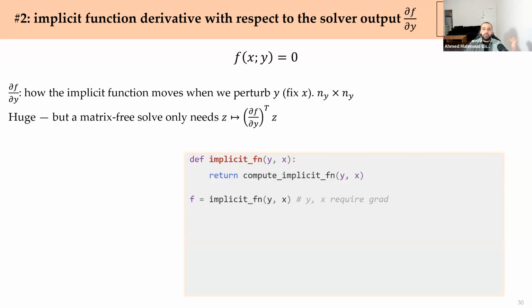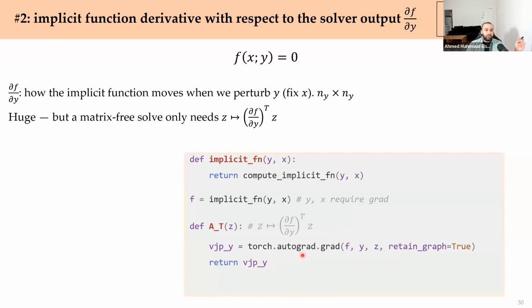So in code, we evaluate this implicit function once with x and y, requiring their gradients in order to flow through the solve. Then we use autograd, the ones that we showed earlier in the first section of this tutorial. This gives us df/dy multiplied by an input vector, and so this becomes our matrix-free operator. We can then feed it into any matrix-free linear solve. Probably, if you are using a matrix-free solver, this means it is an iterative solver.